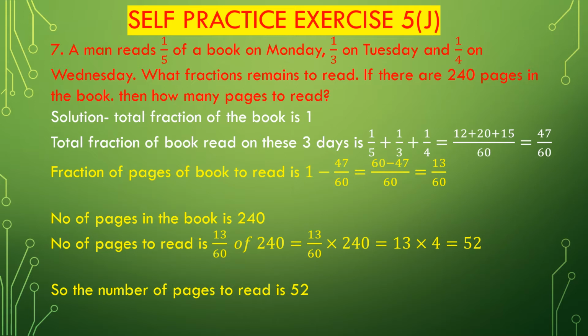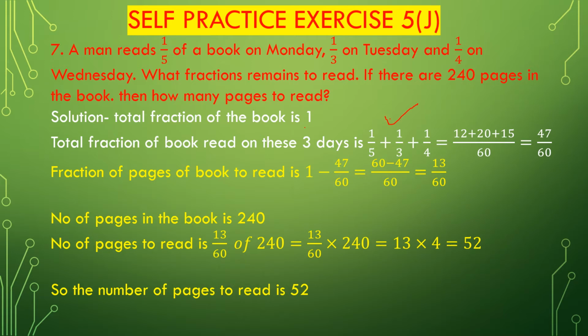Suppose total fraction of the book is 1. So total fraction of the book read on these 3 days, Monday, Tuesday and Wednesday. On Monday, a man reads 1 divided by 5 of a book, Tuesday 1 divided by 3 of a book and 1 divided by 4 on Wednesday. So total fraction of book read on these 3 days is 1 divided by 5 plus 1 divided by 3 plus 1 divided by 4. Now add these 3 unlike fractions.